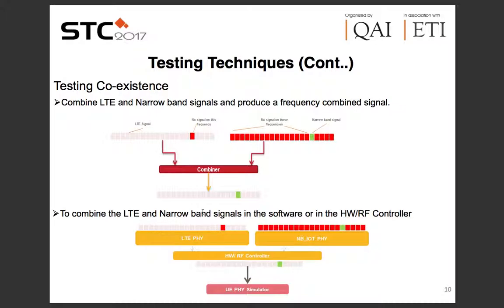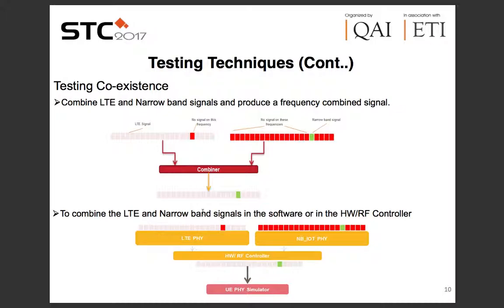The first one is to combine the signals of LTE and NB-IoT and produce a frequency combined signal, as described in the first diagram. Though this approach will not address interference issues for the NB-IoT eNodeB PHY, it can address UE behavior and, in turn, the signaling impact caused in the uplink by the UEs.